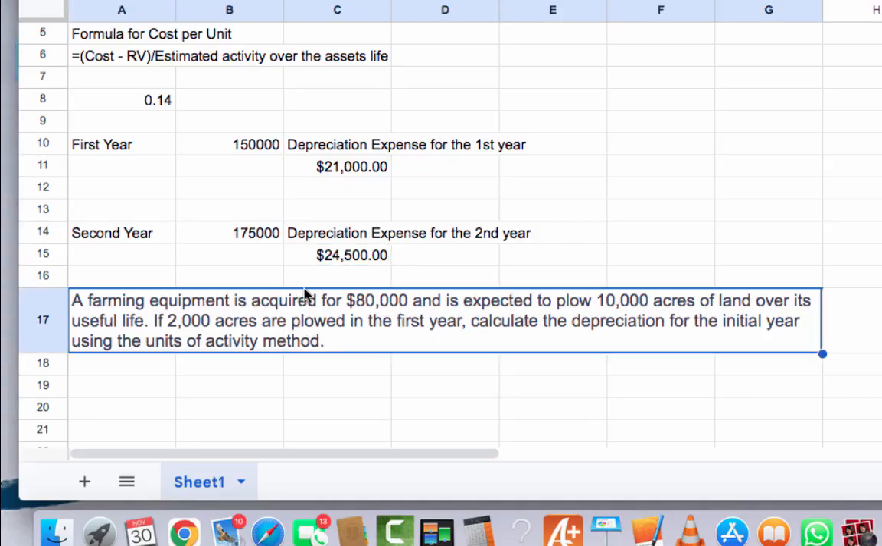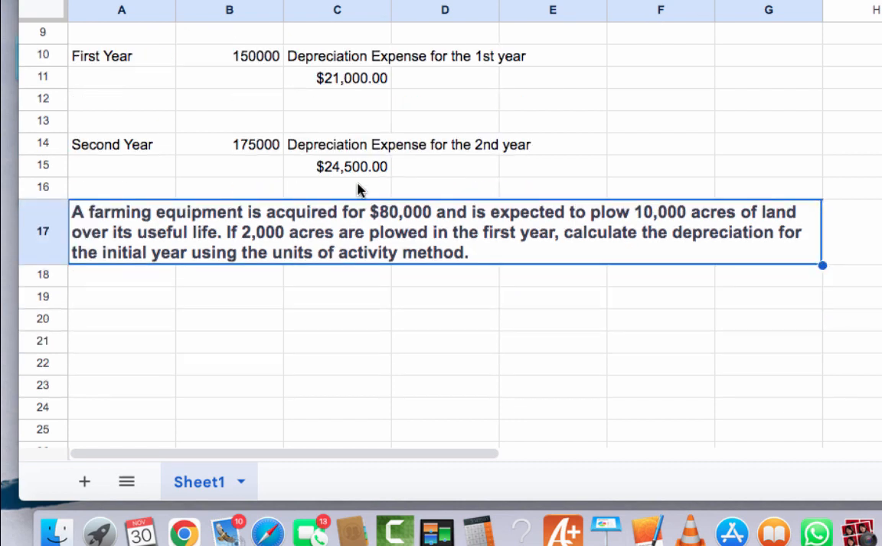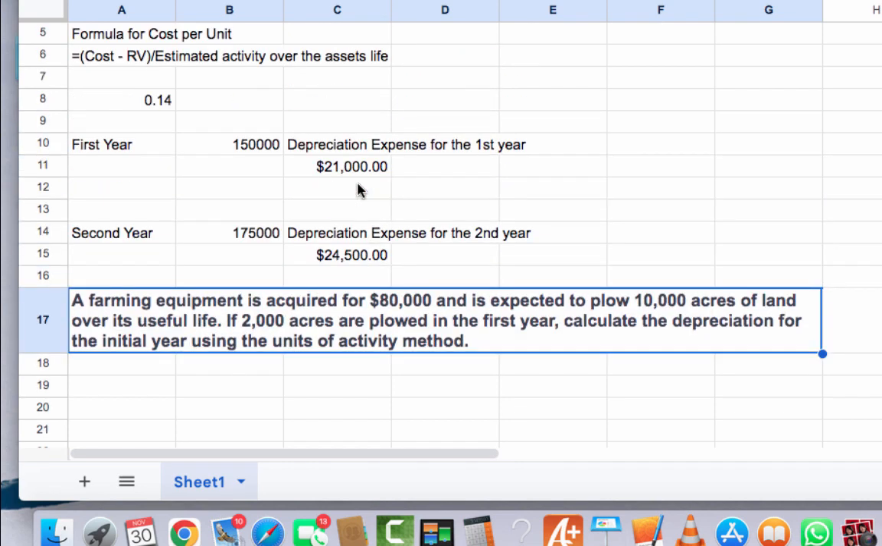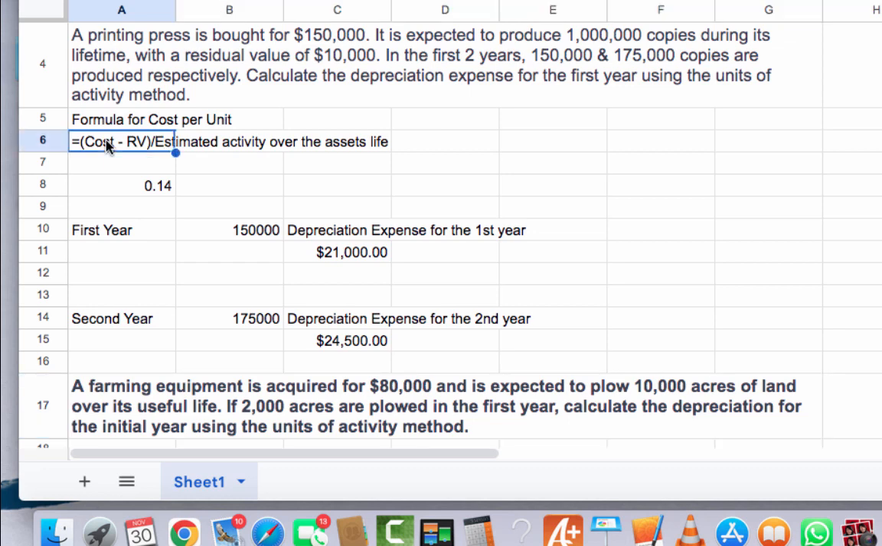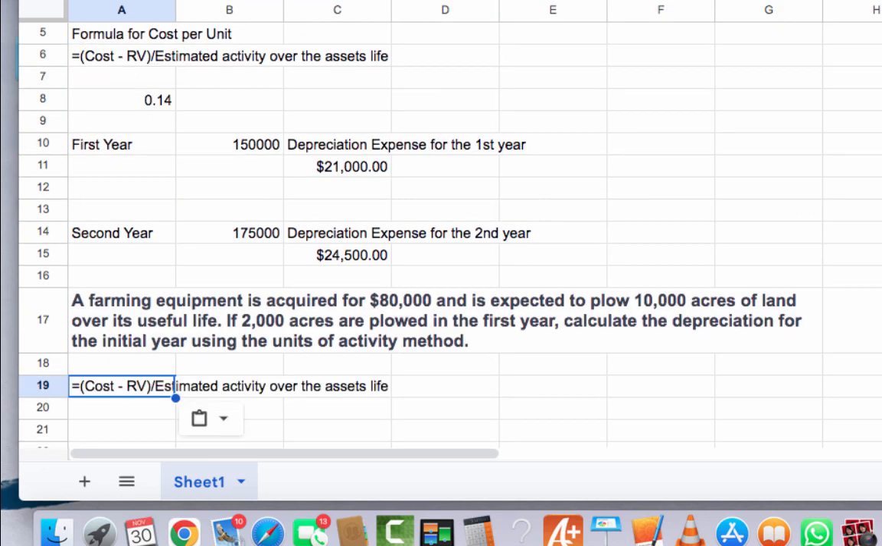Now let's try our second example here. Again, this is our formula. I'm just going to copy it down to remind you. To get our cost per unit, we take our cost minus our residual value, and I put that in brackets, so we do that calculation first and then divide it by our estimated activity over the asset's life. So let's plop that in. Just like we did before, I'm going to use my equal sign so that my spreadsheet knows I'm going to do a calculation. I'm going to put an open bracket.